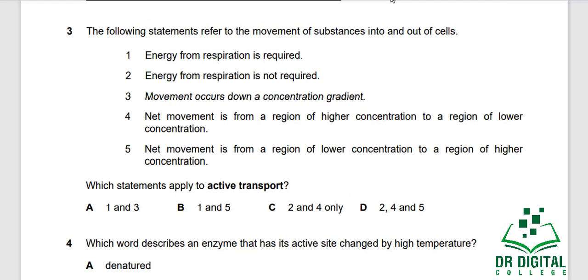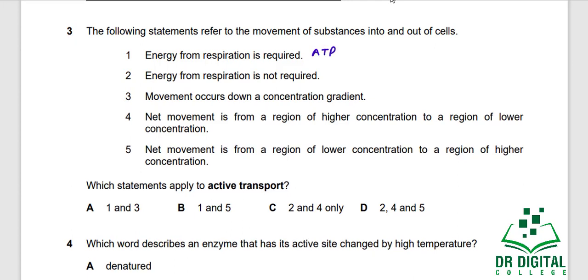In question 3, the following statements refer to the movement of substances in and out of cells. Energy from respiration is required. You know that ATP energy is required for active transport as well as endocytosis and exocytosis. Energy from respiration is not required for diffusion and osmosis. Movement occurs down a concentration gradient. In diffusion and osmosis, movement occurs down the concentration gradient, while in active transport movement can be down as well as against the concentration gradient.